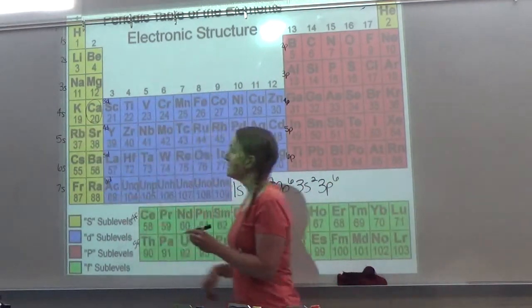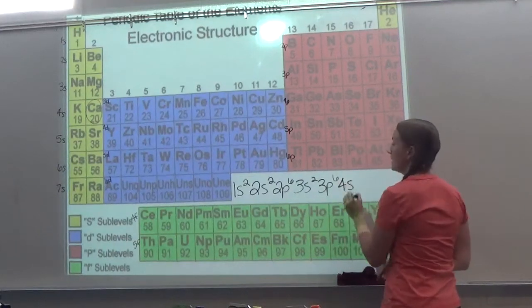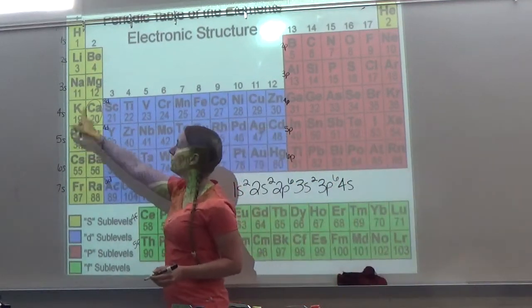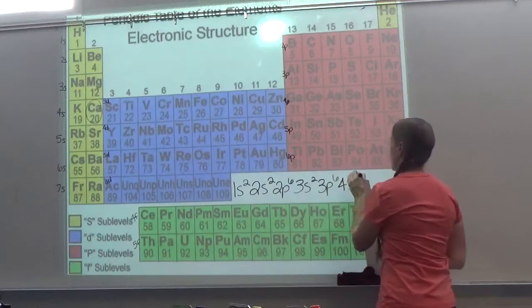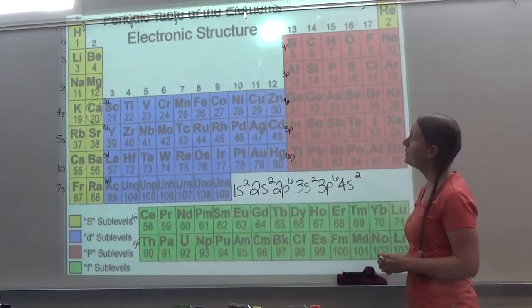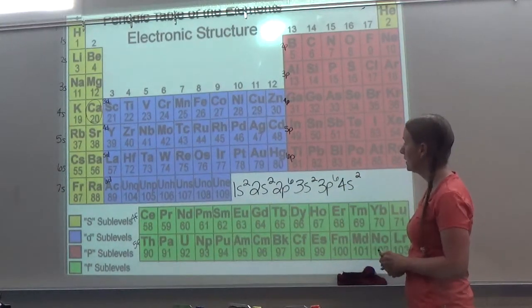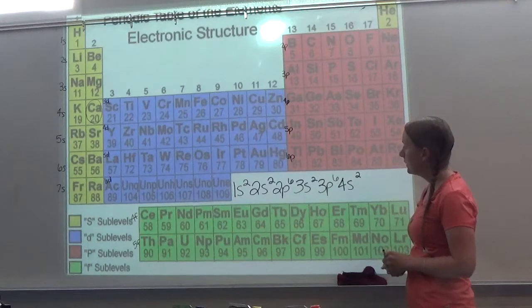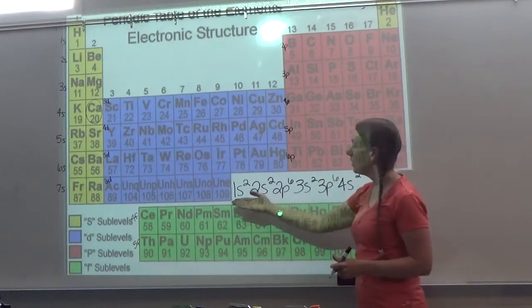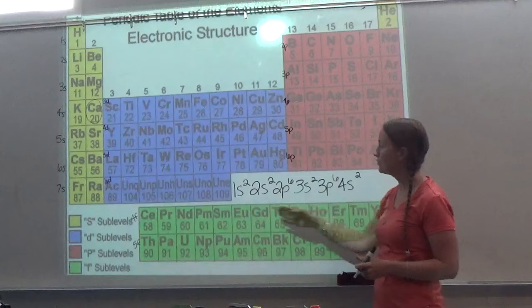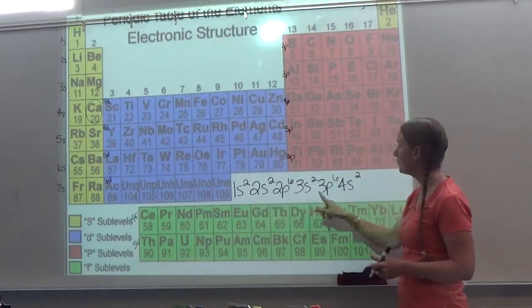Now I'm at potassium, which is 4s. It can hold 2, and I need 1, 2. So I end just like that. All right? And so you'll notice on this one, all our numbers are in perfect order. We have 1, 2, 2, 3, 3, 4.